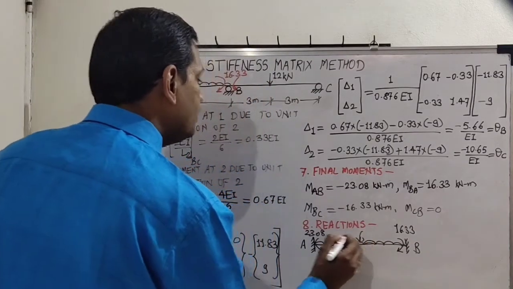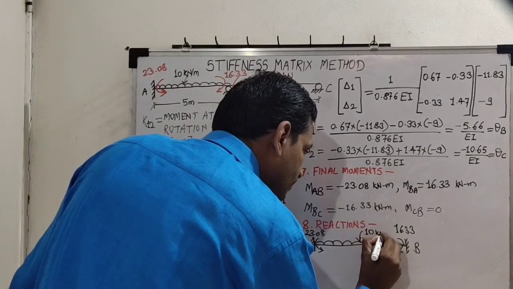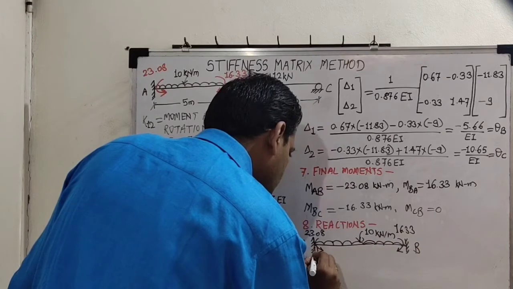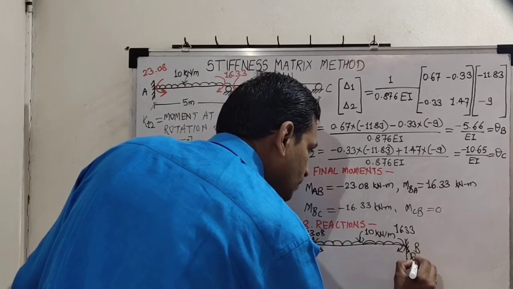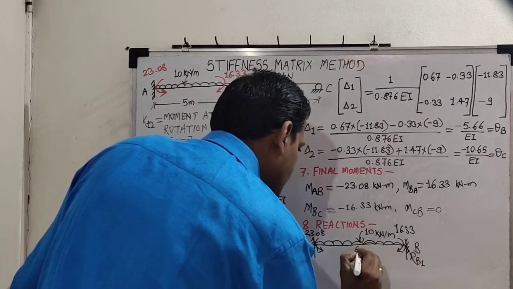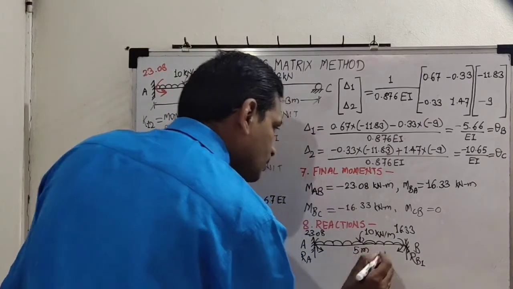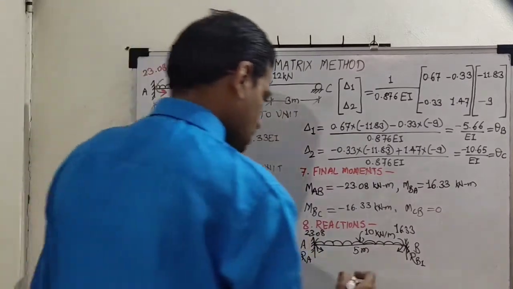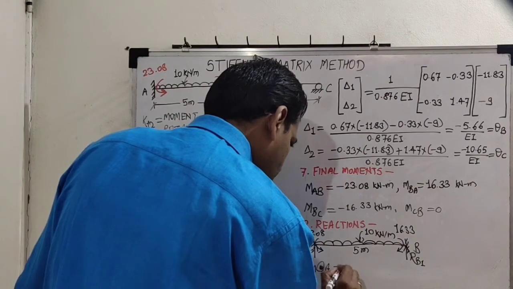So the value of this external load is 10 kilonewton per meter. This is reaction at RA. This is RB1, we shall say. 6 meter, no, 5 meter is the span. So summation of moment about support A is equal to 0.